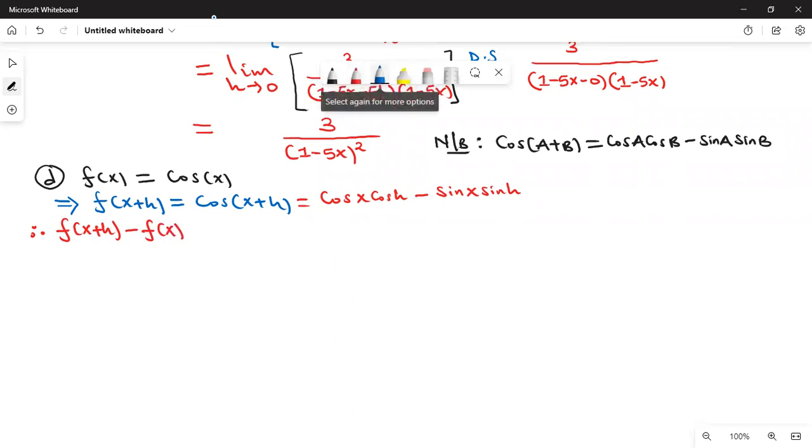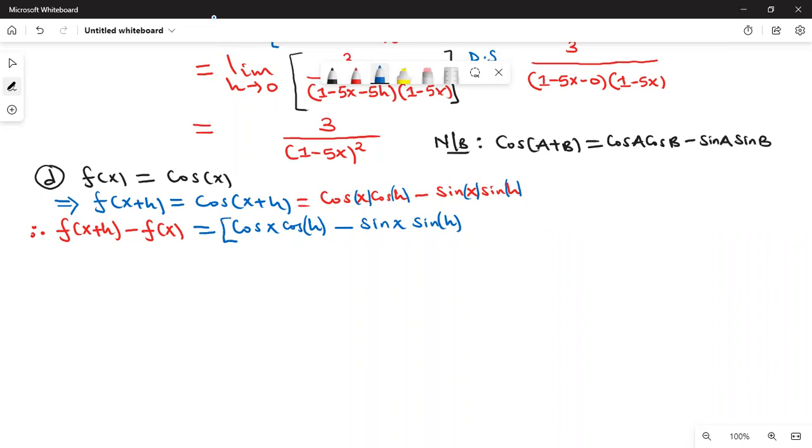What should it give us? That should give us cosine of X, cosine of H. Remember, this is cosine of H. Don't confuse it with the hyperbolic cosine. Again, here, don't confuse with the hyperbolic sine. Very important. So I'll use bracket there. Then minus sine of X times sine of H. This should be in bracket, so that we don't confuse that with the hyperbolic sine of H.